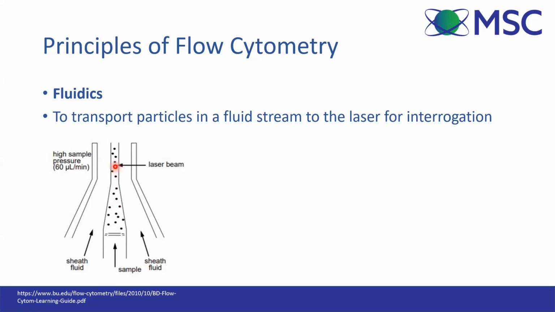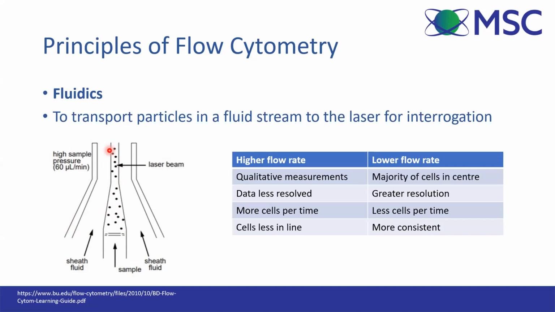Because of laminar flow, the sample core and the sheath fluid don't actually mix, but the flow of sheath fluid accelerates the particles towards the laser and restricts them to the center of the flow. And this is known as hydrodynamic focusing. In most cytometers, you can change the flow rate through the flow cell.